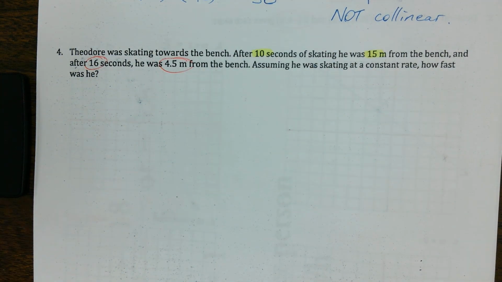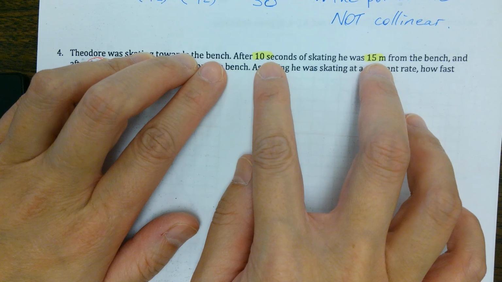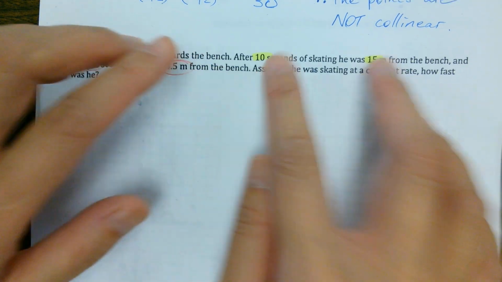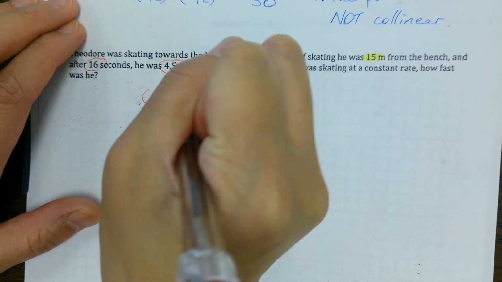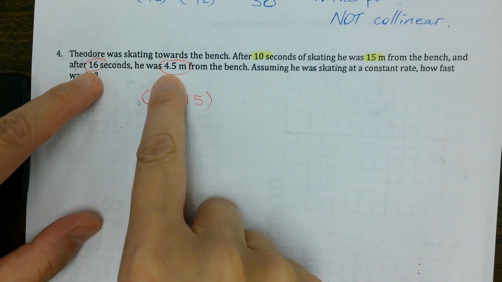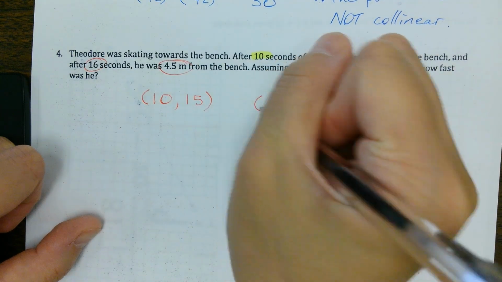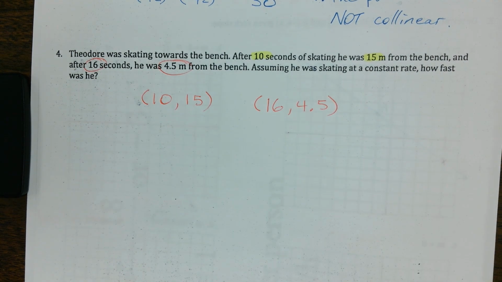Okay, so I gave you 4 numbers right here. What do you think I'm going to use those? How should I rewrite those numbers? So 10 seconds, 15 meters. I can rewrite this as a coordinate. So I can write this as 10 and 15. Okay, what about this? These are the 2 numbers. I can write it as 16 and 4.5. What do you think I should do with these 2 coordinates?